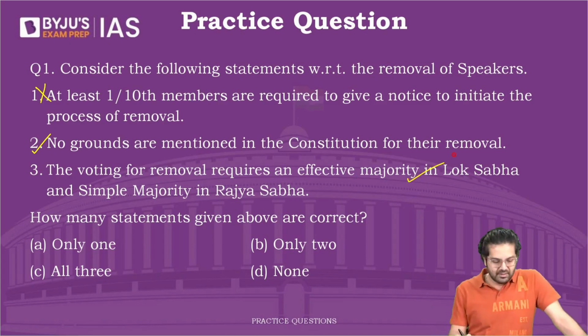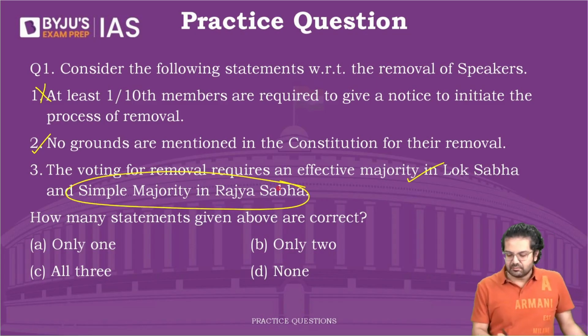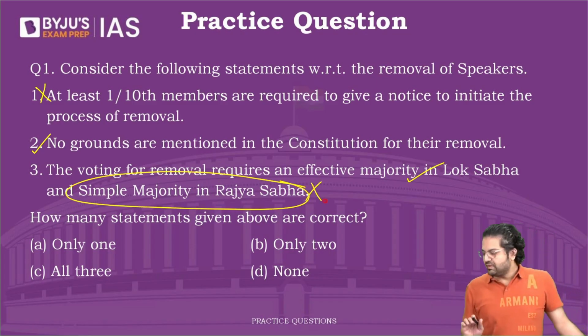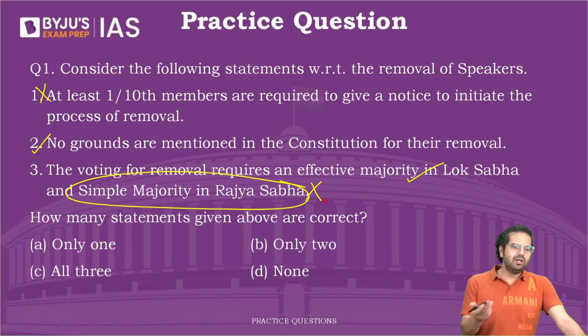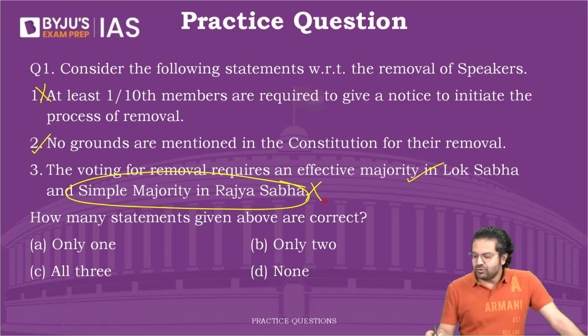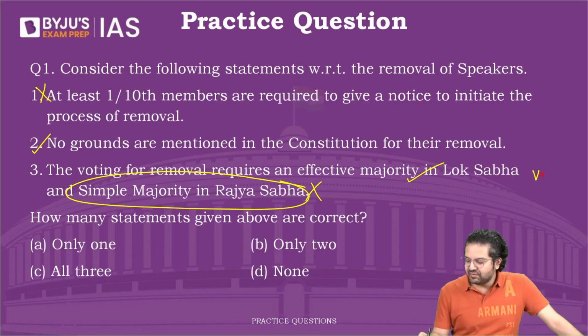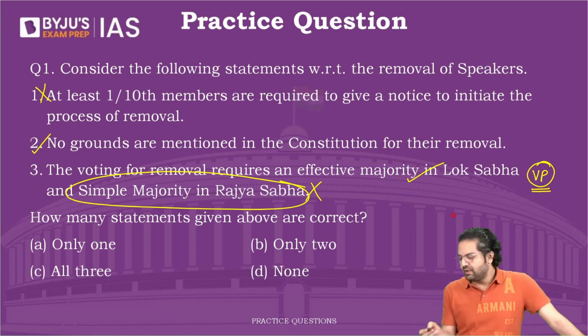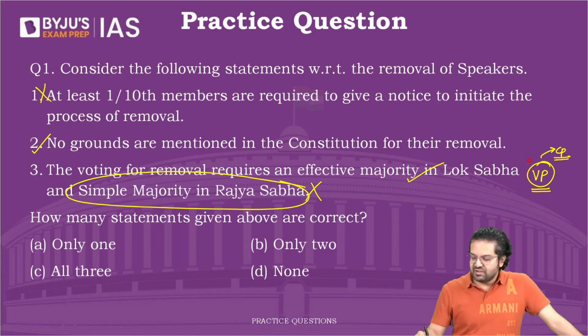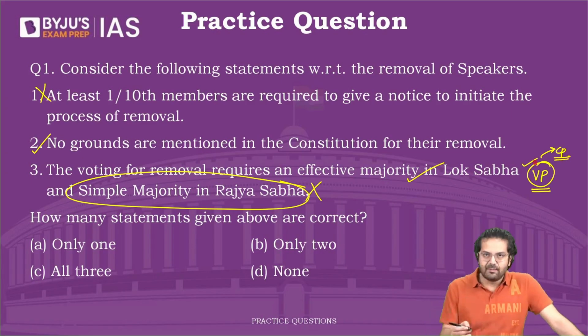Absolutely correct. And simple majority? No, this is not required for the speaker. Speakers are removed only in the Lok Sabha. Why do we have this procedure for vice president, that the voting is effective majority in Rajya Sabha and then in the Lok Sabha simple majority? Because VP is not just the chairperson of the Rajya Sabha, he or she is also the vice president of India, and that is why removal in both the houses.